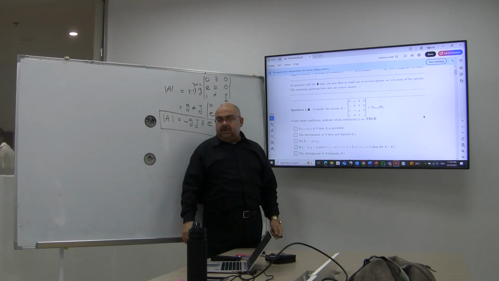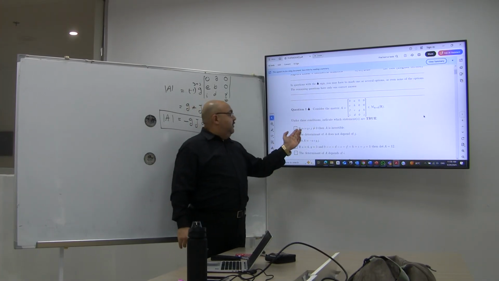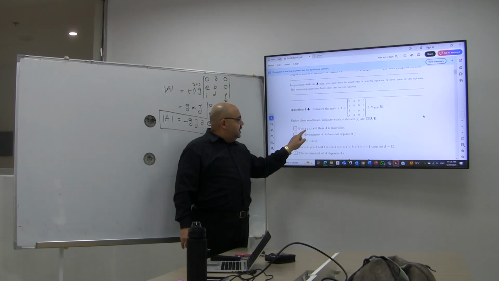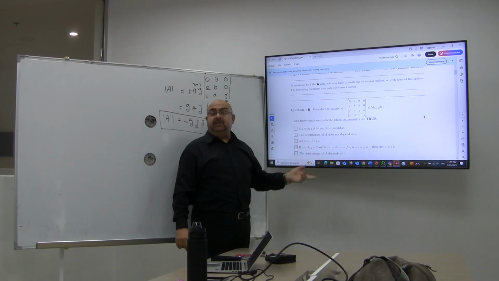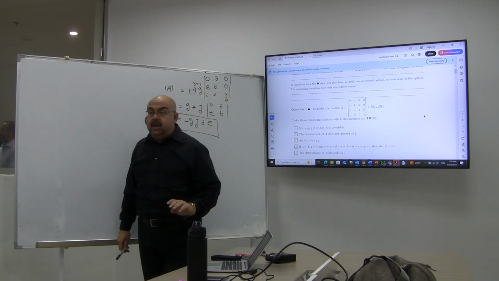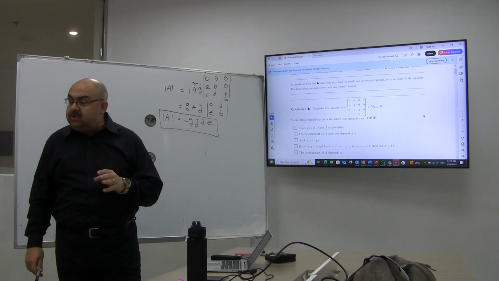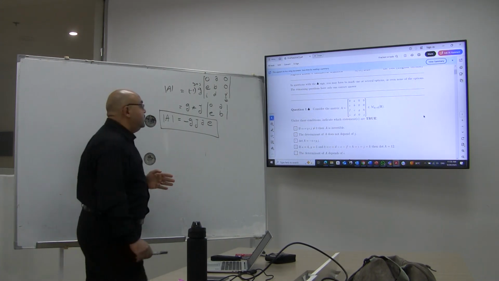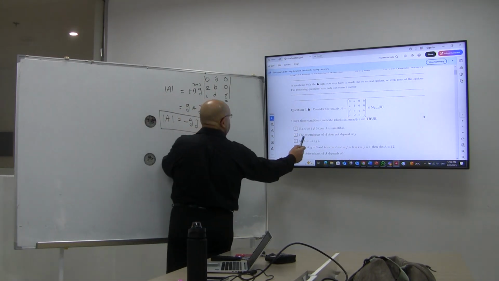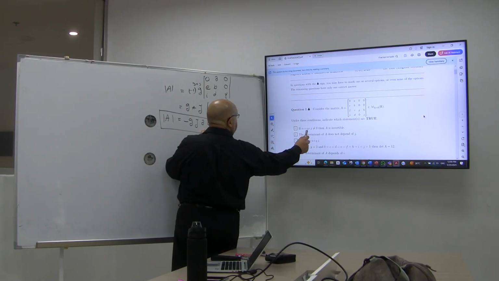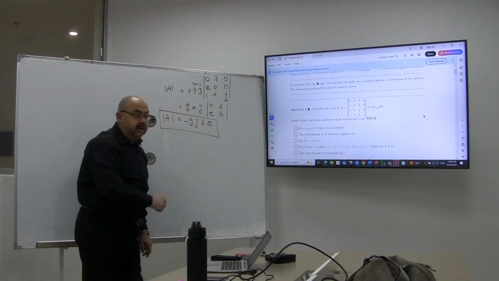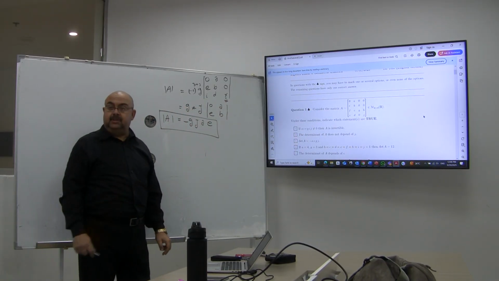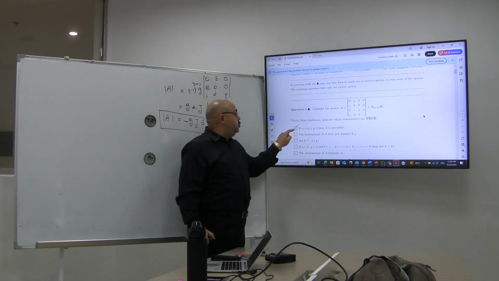Now I can answer the questions. The first question: A, C, E, G, I, J doesn't equal 0. It means this matrix is invertible, because a matrix is invertible if its determinant is not equal to 0. And as you can see, E is not equal to 0, A is not equal to 0, J and G. So this is a correct answer, so you will have to choose it.